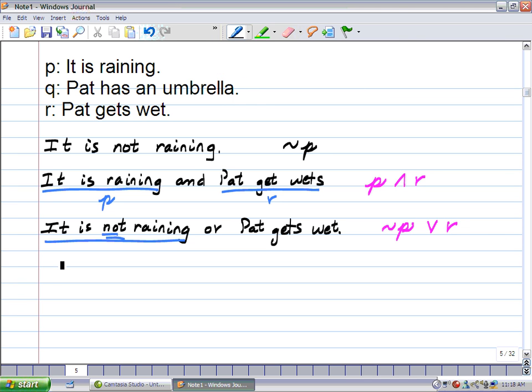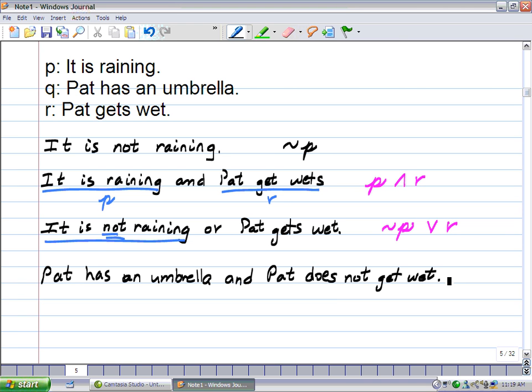But you try one. Pat has an umbrella and Pat does not get wet. Pause this, think about it. Write your answer down, then start up and see if you got the same answer as me. Okay, Pat has an umbrella, so that's Q. And does not get wet, so that's Q and not R.